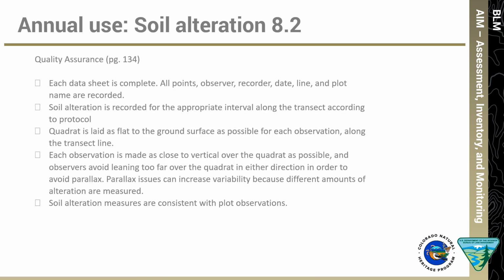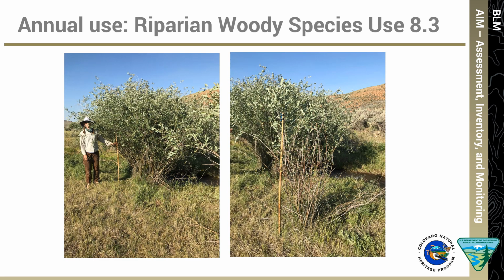There are several measures you can take to ensure quality data collection. These quality assurance steps for soil alteration are also listed in the protocol at the end of section 8.2. Please review these steps during and after a sample event. The final annual use method in section 8 of the field protocol is riparian woody species use in section 8.3.